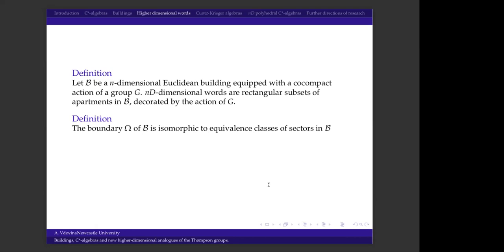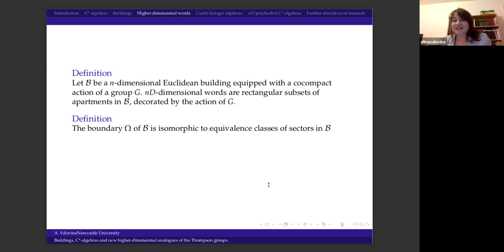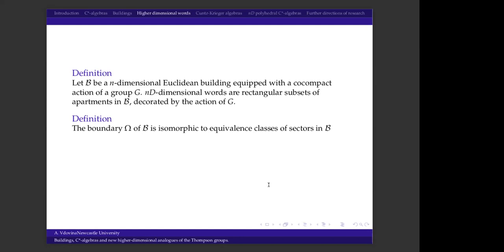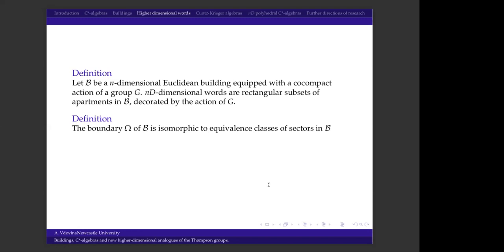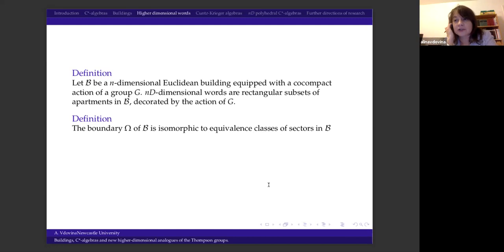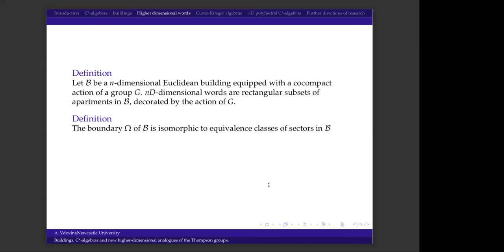Is there anything corresponding to the root of a tree in this construction? It's a very good question. In this construction, which I explain now, we just pick any vertex and it's going to be an analog of a root. Do you require the n-dimensional words to be connected? They are connected. They are parts of the apartment, a rectangular subset, a rectangular region. Okay, thank you.